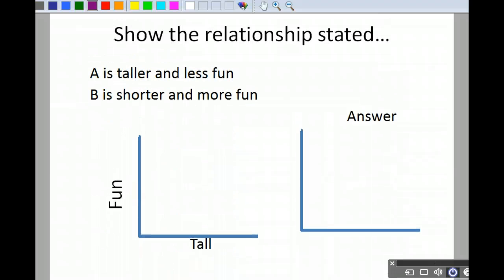Okay, now we're going to look at the relationship. I want you to plot 2 points where A is taller and less fun, and B is shorter and more fun. So A is tall, so he's going to be over here. And A is not very fun, or less fun. We don't know how fun A is. We just know A is less fun than B. Now B is shorter, so B's going to be on the shorter side of A. But B's more fun, so B's going to be higher. We don't know if B's a lot higher or a little higher. We're just graphing the best we can with the information we have.